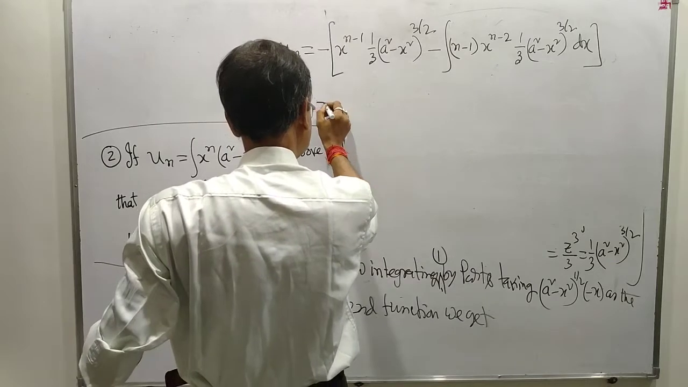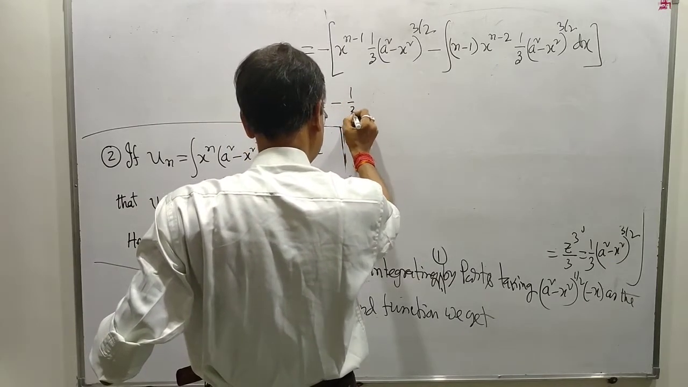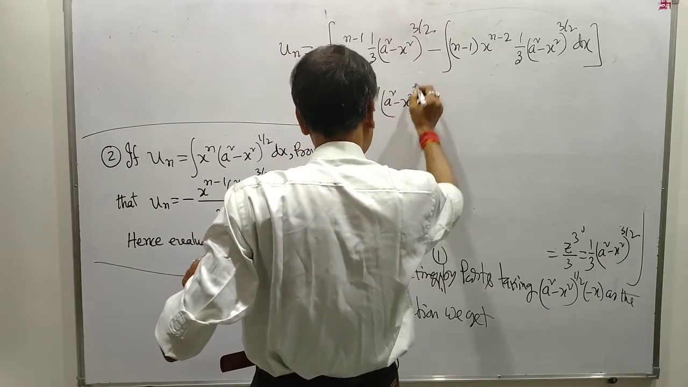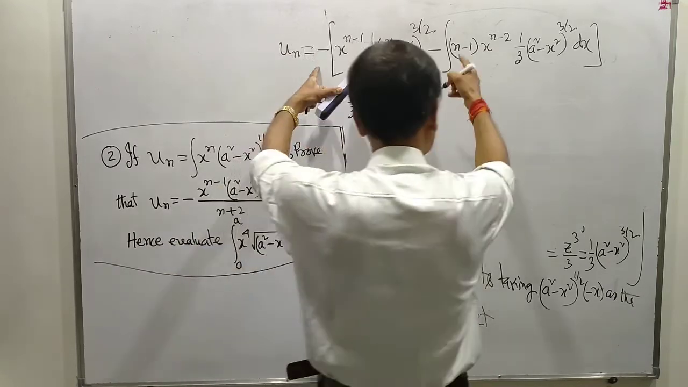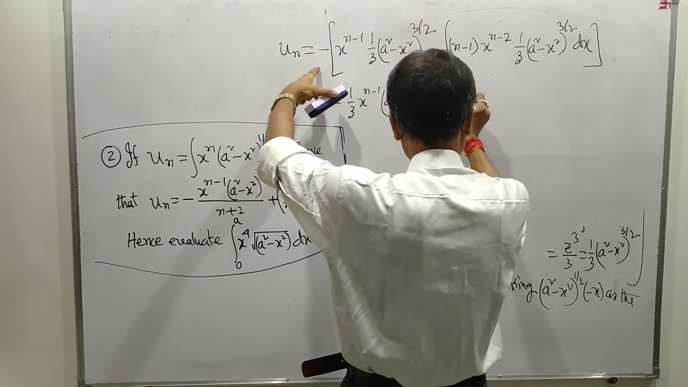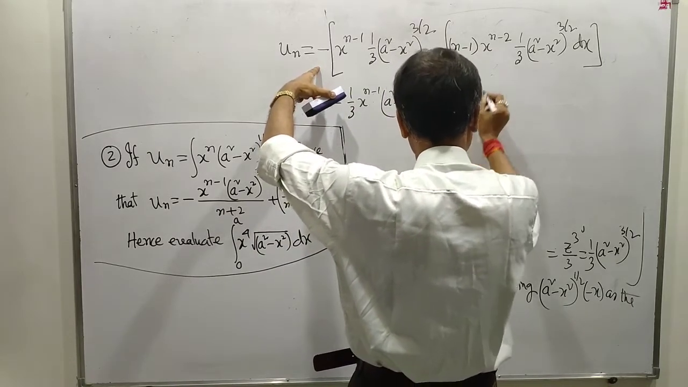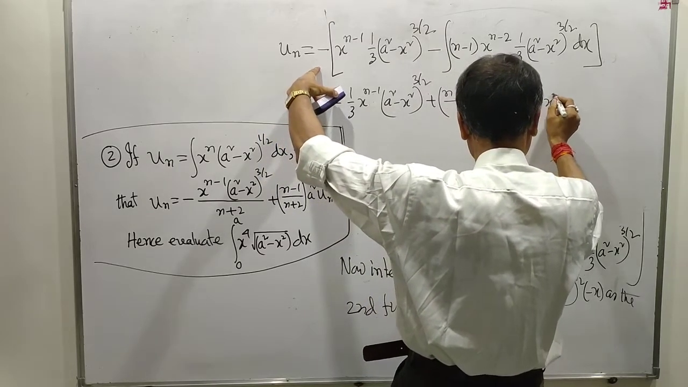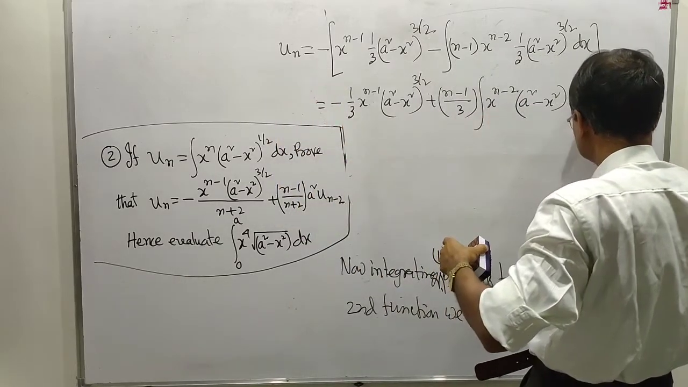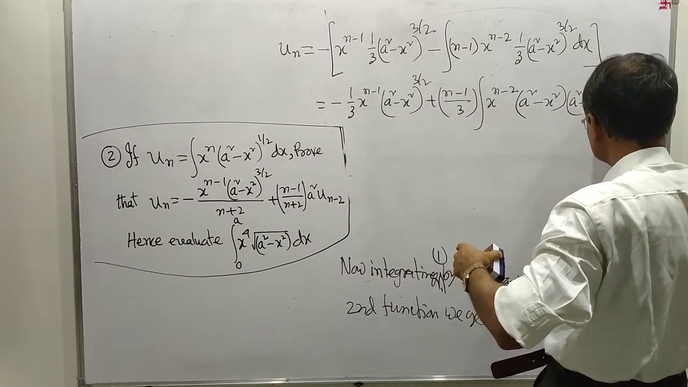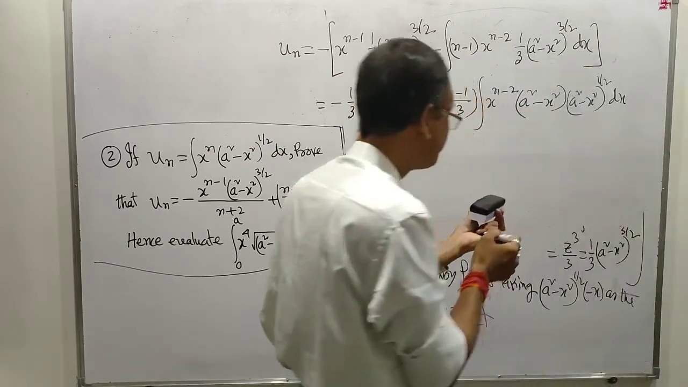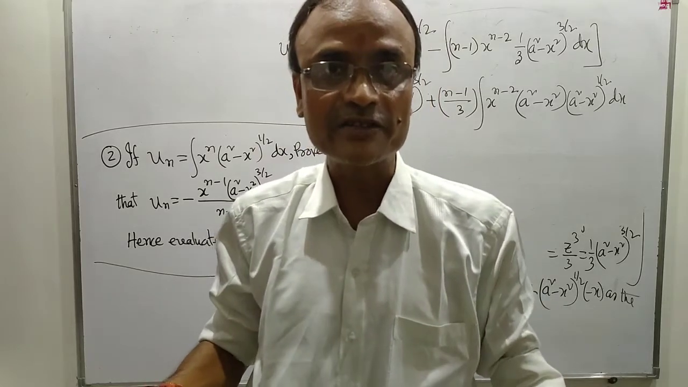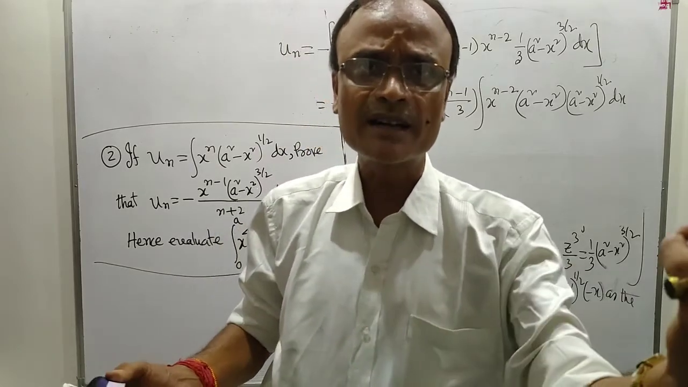This is equal to minus 1 by 3 x to the power n minus 1 into (a square minus x square) whole to the power 3 by 2, plus (n minus 1) divided by 3 integral x to the power n minus 2 into (a square minus x square) whole to the power 3 by 2 dx. I have written this term as (a square minus x square) into root over (a square minus x square).